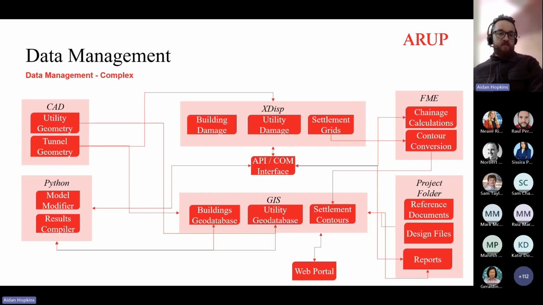We started off with CAD information for the tunnel geometry and the utility geometry, which we then had to pull into XDisp for our assessments. We had Python that we used to compile results and modify results. And we also used FME to convert settlements to the contours that we wanted and to do some of the chainage calculations we needed to break the model up, which I'll talk about a little bit more later. We were also outputting to the project folder and then directly to the web portal, and we did a lot of that linked through GIS. And the key thing here that's related to XDisp Pro is that API COM interface in the center that allowed us to do all that.